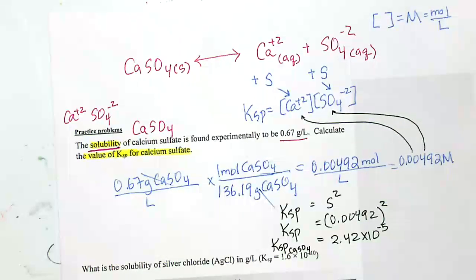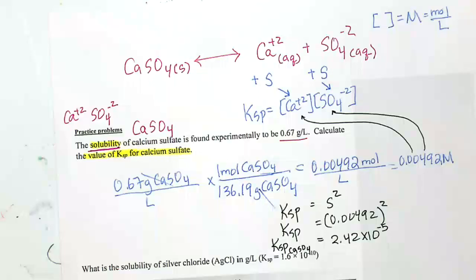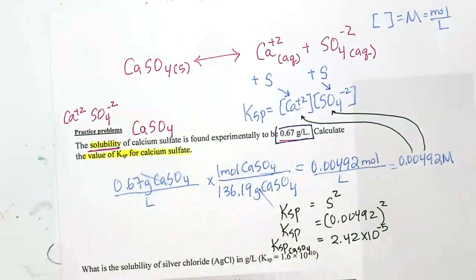So like I said, this is a twist on a problem, because usually, at least for my exam, I'll give you the Ksp. In this problem, they're having you calculate the Ksp, but they give you the solubility in grams per liter.